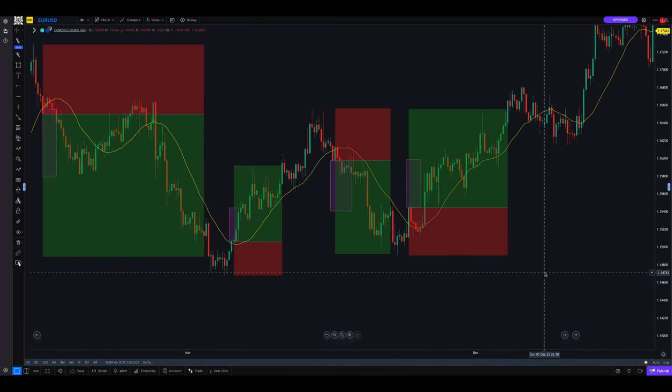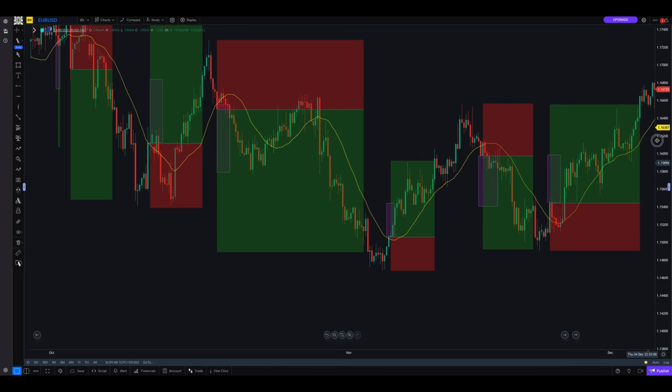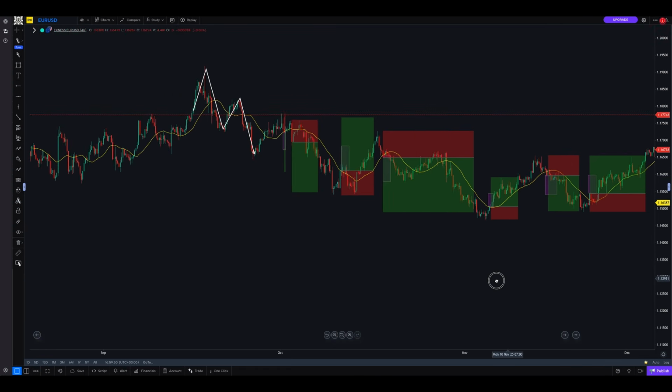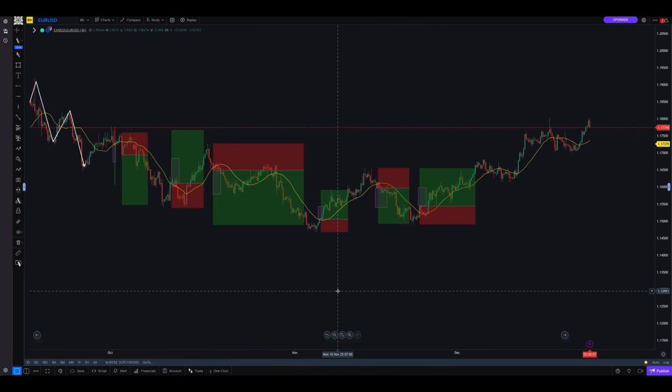Now that is the simple moving average strategy that I wanted to share with you guys. This is a very easy strategy to follow, but it has amazing results.